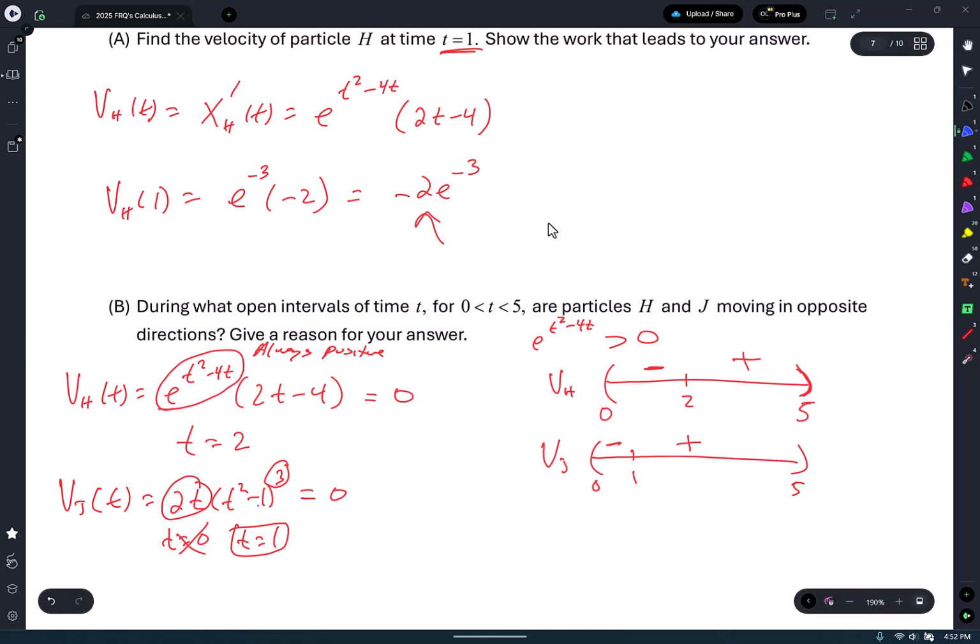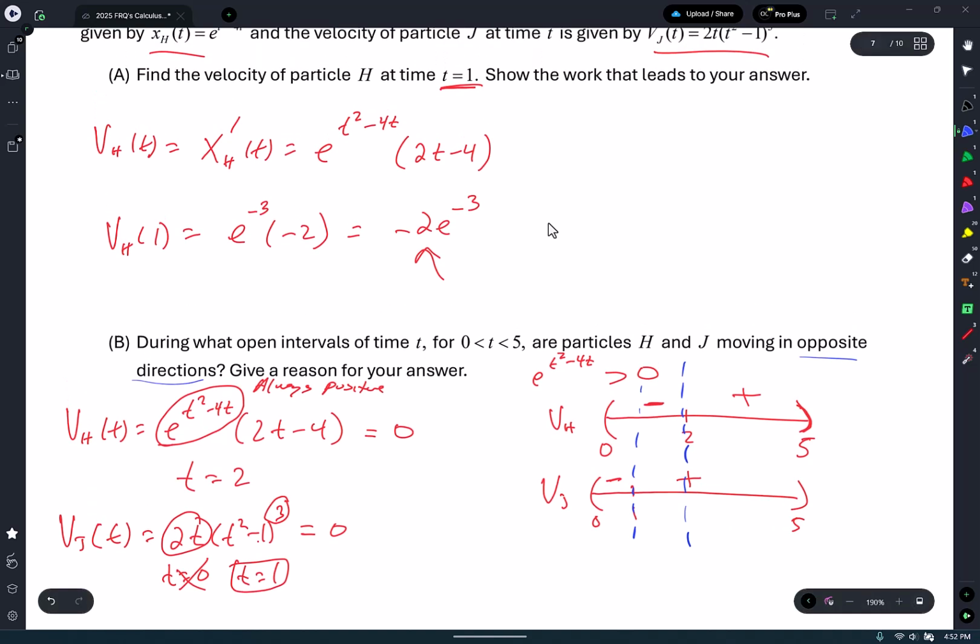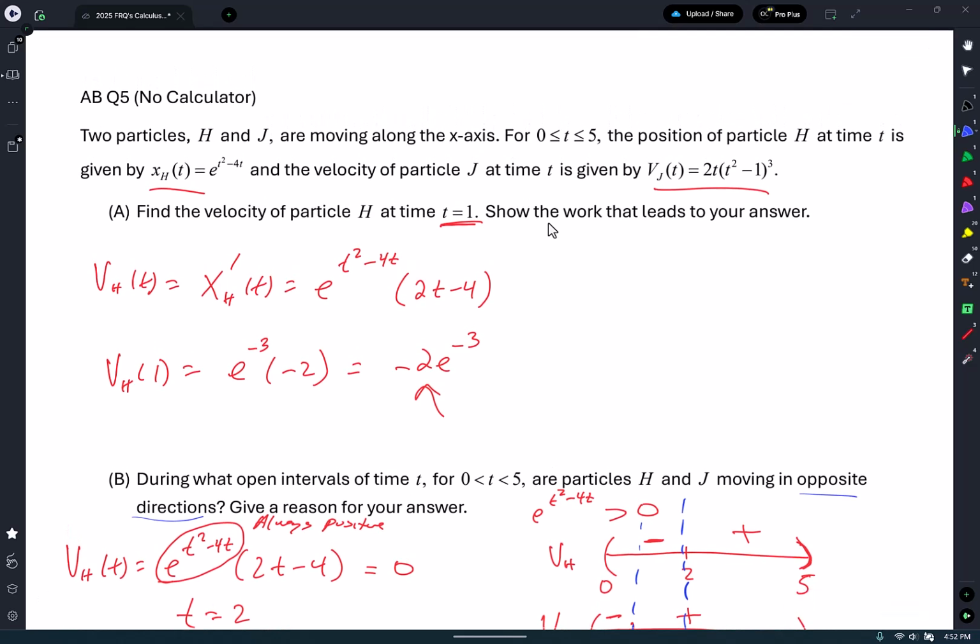So where are the signs opposite? Well, it starts negative. And then look at this. So between 1 and 2, the velocity of j is positive, but between 1 and 2, velocity of h is negative. So there it is. They said opposite directions. If velocity is positive, you're moving right. If velocity is negative, you're moving left. This is just one-dimensional motion. How do you know you're moving left and right and not up and down? Because it says x. So that's a particle on the x-axis.